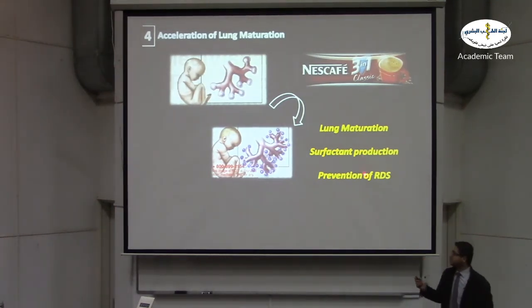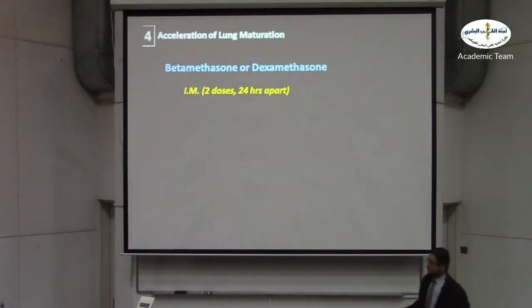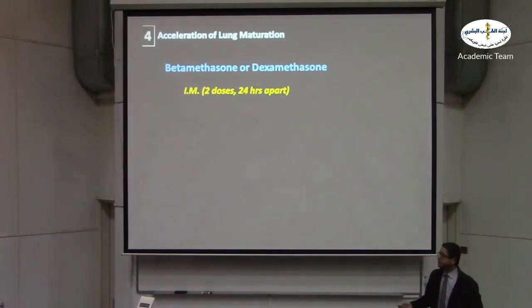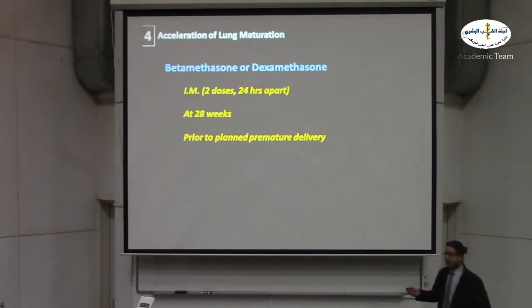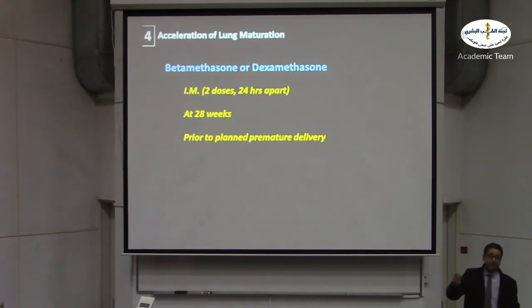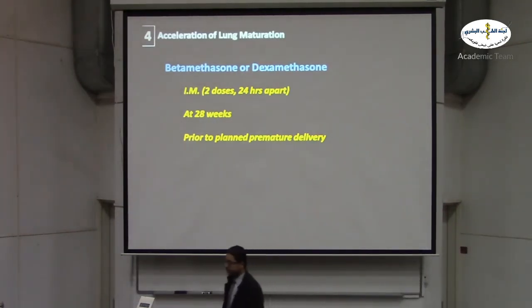So for any pregnant lady who we know has a problem and must deliver early, before 32 weeks, we try to give betamethasone or dexamethasone, two injections 24 hours apart. Okay? Either at 28 weeks, or if we were forced and admitted the patient to labor at 32 or 31 weeks, we give her the first dose immediately, and 24 hours after that we give her the second dose to induce the maturation of the lungs of the fetus. Okay?